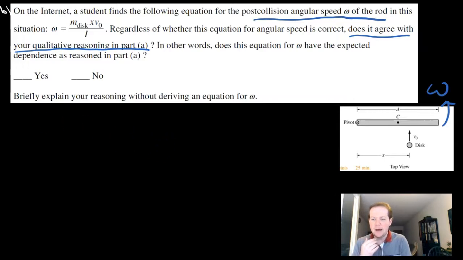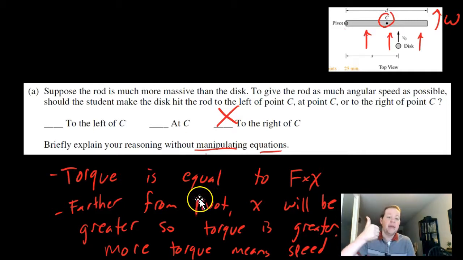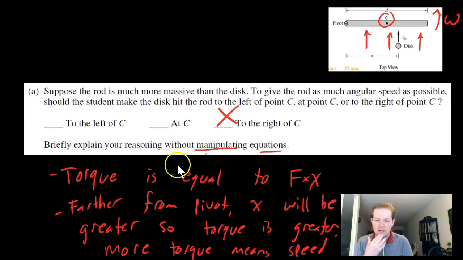Okay, so let's see. My explanation here was all about I wanted to have more torque. I wanted to make torque big so I get a lot of speed. Does it talk about torque in this equation? m times x times v. There's no torque, at least obviously, in this equation. Oh man, this is a little tricky. Let's see. What else was I saying here? Besides saying torque, I said, farther from the pivot, x will be greater. So if x is greater, the torque would be greater, and therefore the speed is greater. So I'm kind of using this idea, and that's kind of the basis of the question, right? How far away? So if x is larger, if it's farther away, the speed will be greater.